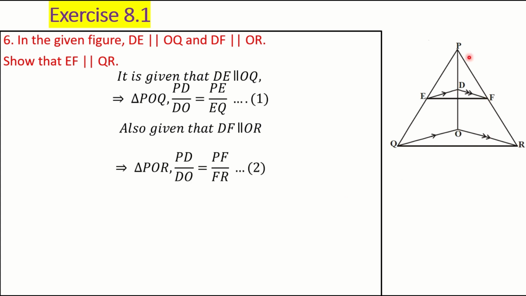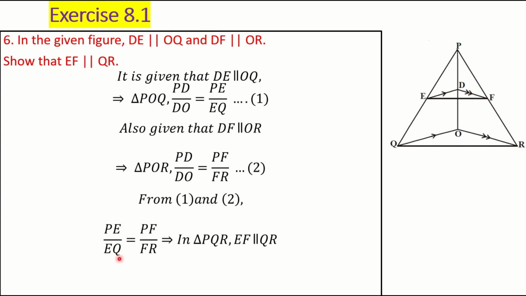So in triangle POR, similarly, PD by DO equal to PF by FR. Now from these two triangles, LHS side is same, so I will equate them. So PE by EQ equal to PF by FR. So EF is parallel to QR. That means, right?